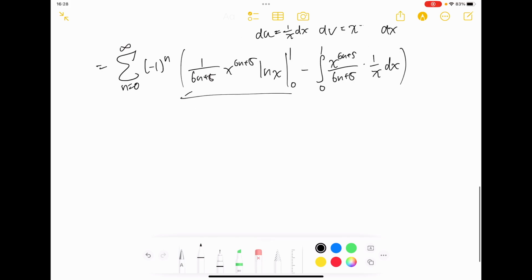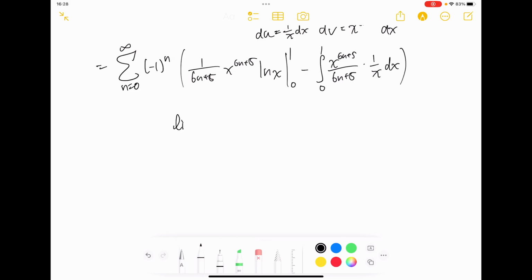And let's try to find out what this evaluates to. In the upper bound, if we put 1 into ln x, that gives us 0. That just gives us 1 divided by 6n plus 5, whatever. So the upper bound goes to 0. What does the lower bound go to? Well, the lower bound we'll have to check, because natural log is undefined at 0. It goes down to negative infinity. So that's a bit of a problem.